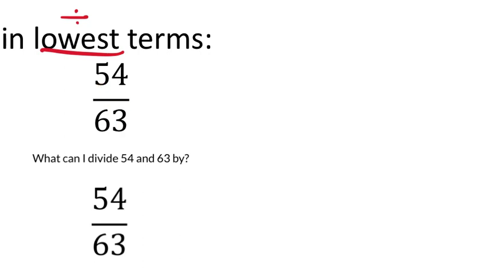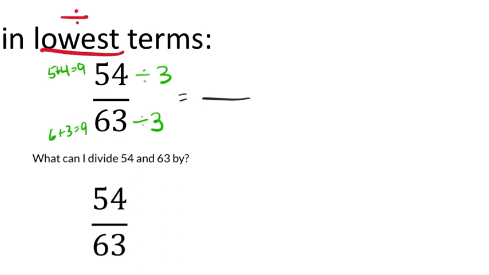Well, if I looked up here at the top, I'd say, well, 5 plus 4 is 9, which means I know that I can divide by 3 because 9 is a multiple of 3. 6 plus 3 is also 9, so I know I can divide it by 3 too. So I can divide 54 by 3 and also 63 by 3 as well. And this will give me a new fraction.